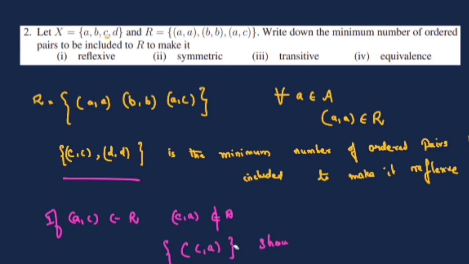You need not write it as a set, just write (c,a). Here also don't write the set. No need to write a set here. The minimum, okay. Already there is a set given, and you are going to add an element. What is the element? (c,a) should be added.